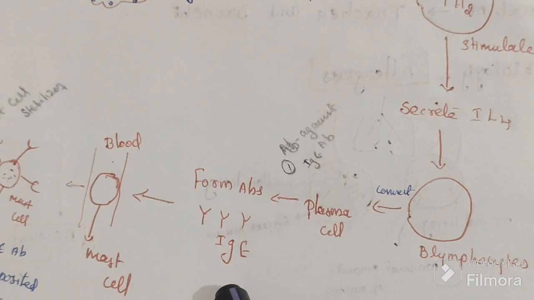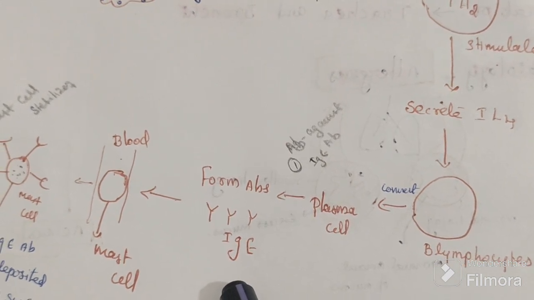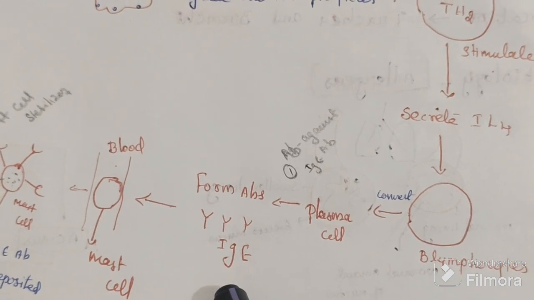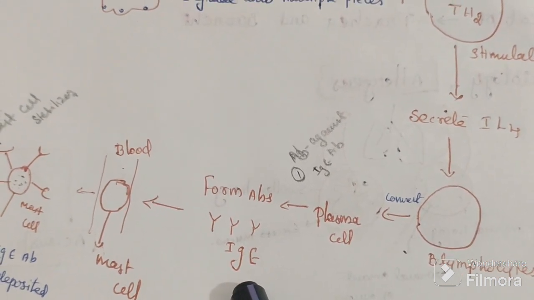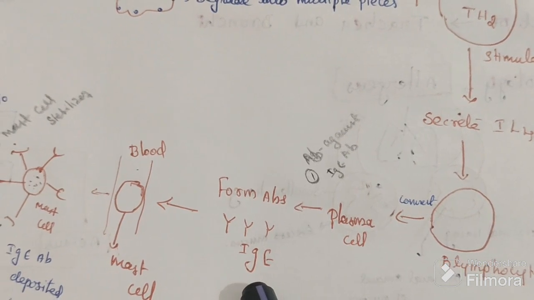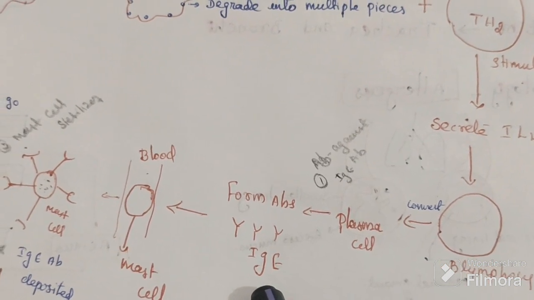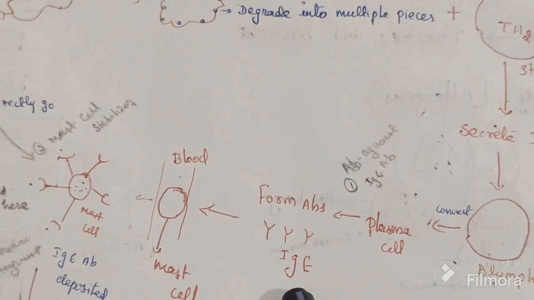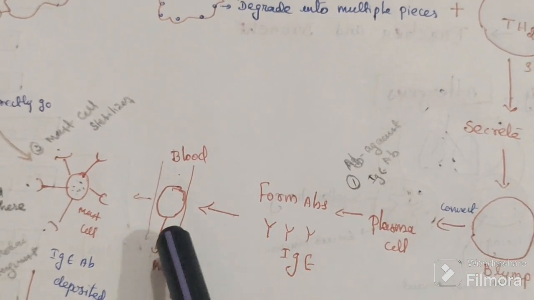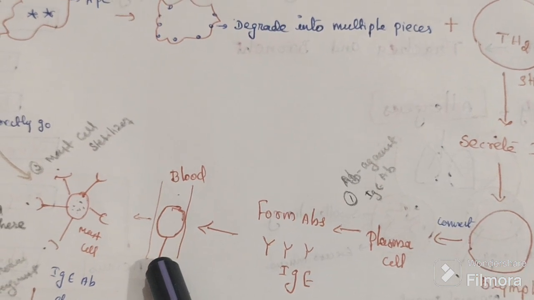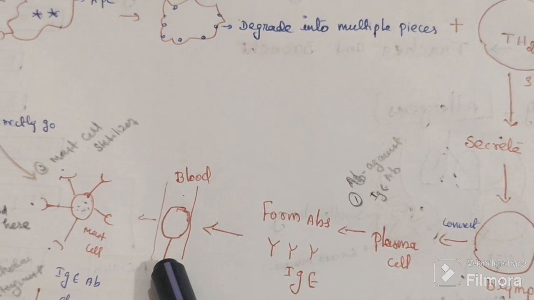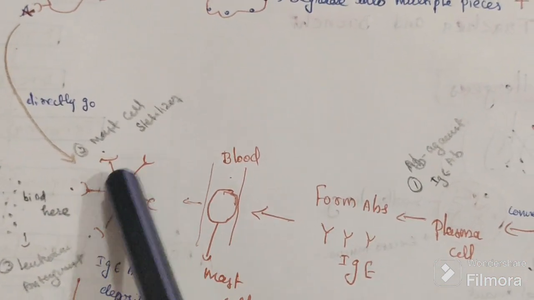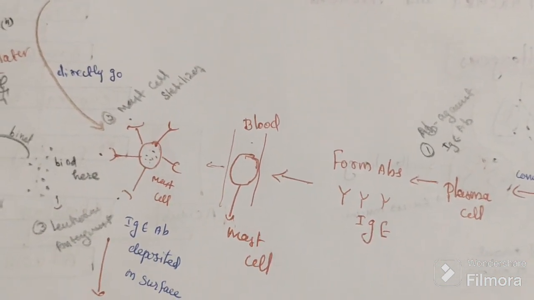Which antibodies? There are five different types of antibodies: IgA, IgG, IgM, IgE, IgD. So this one will form IgE antibodies. Only IgE antibody. This IgE antibody will go to the last cell. It will go into the blood, where we have mast cells. So this IgE antibody will get deposited on the surface of the mast cell.